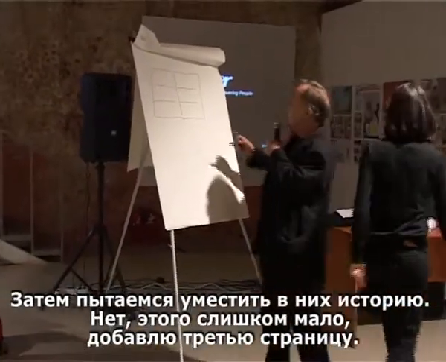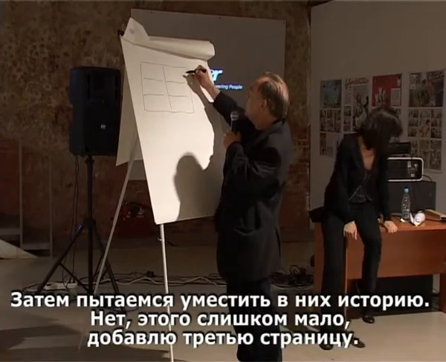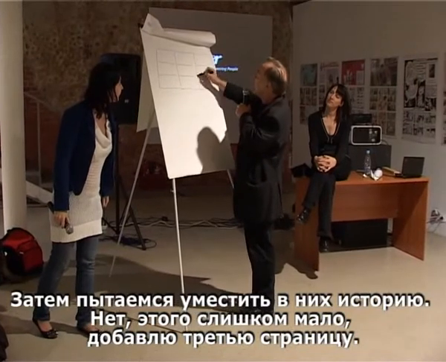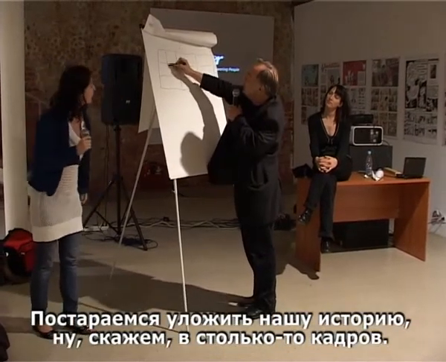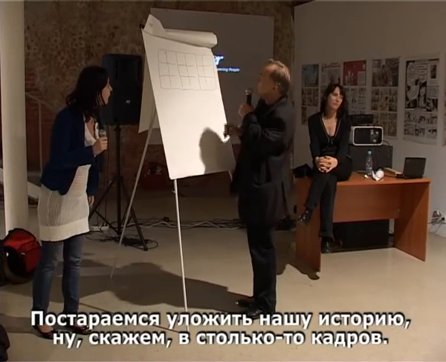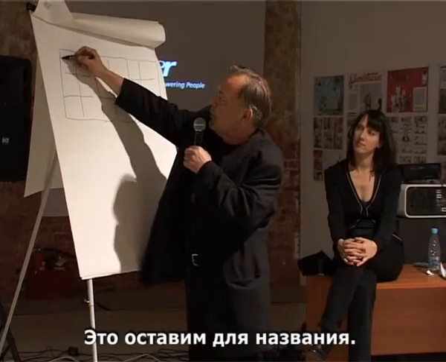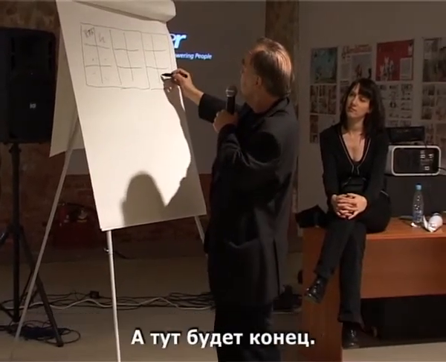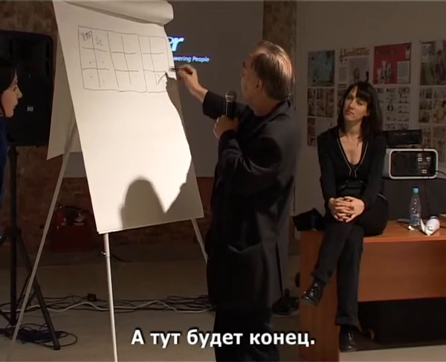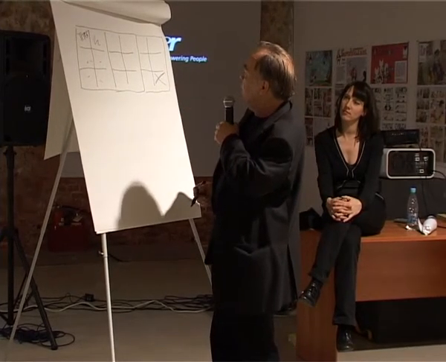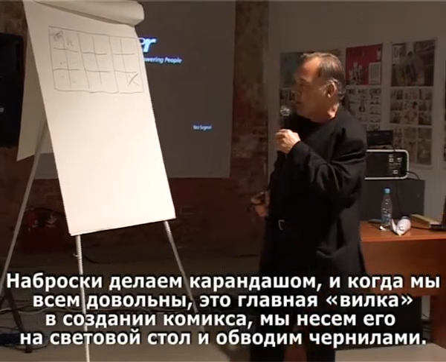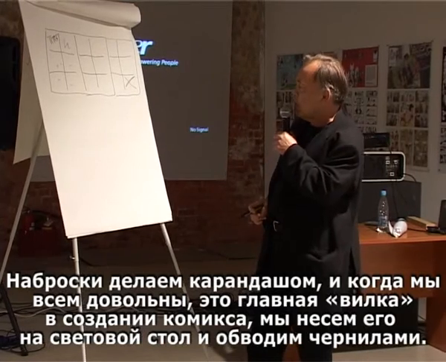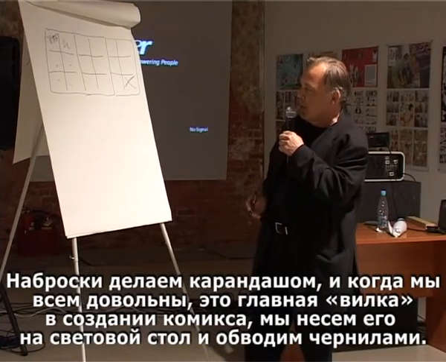Okay, this is basically out. Then we try to put this story, which is probably too short, maybe add a third page, and tell the story with so many pictures, as we say. Reserve this for the title. And then we do sketchwork and see how this could run, and where it's ending. We do sketches with pencil, and when we are happy with them, when they are finished, this is the main work on the comic book, then we trace them on the light table and ink them.